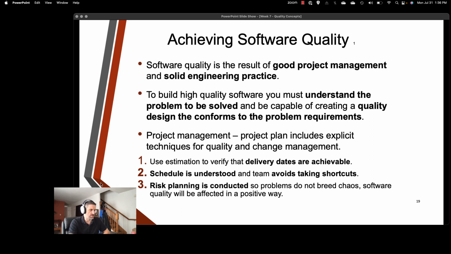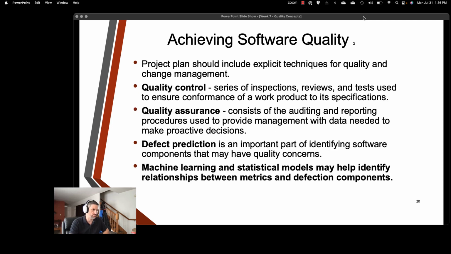And here it's just talking about how the project plan needs explicit techniques for quality and change management, using estimation around delivery dates that are achievable, the schedule is understood, no one's taking shortcuts, like the example I just gave, and risk planning is conducted ahead of time, not reactively, but rather proactively.